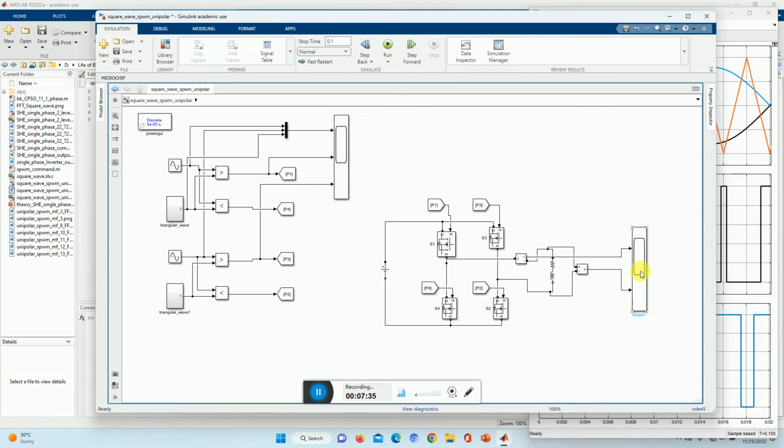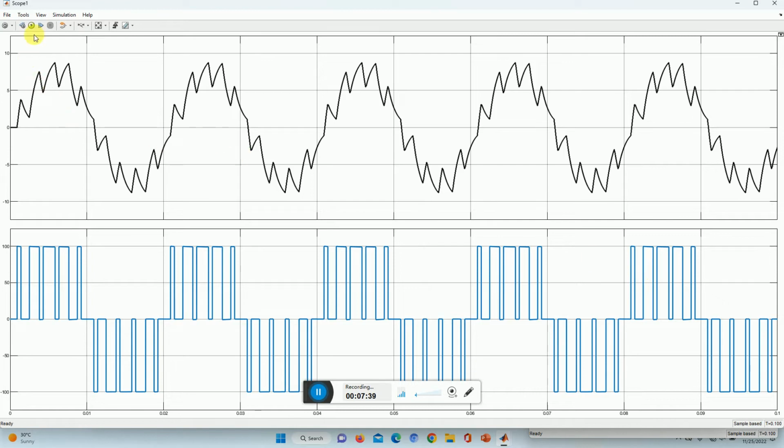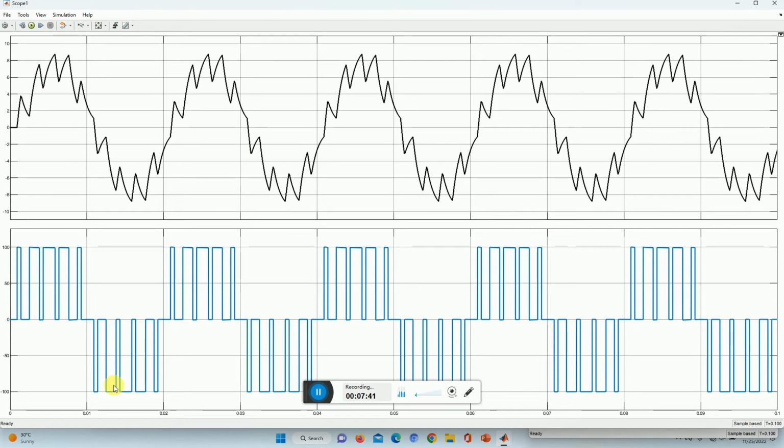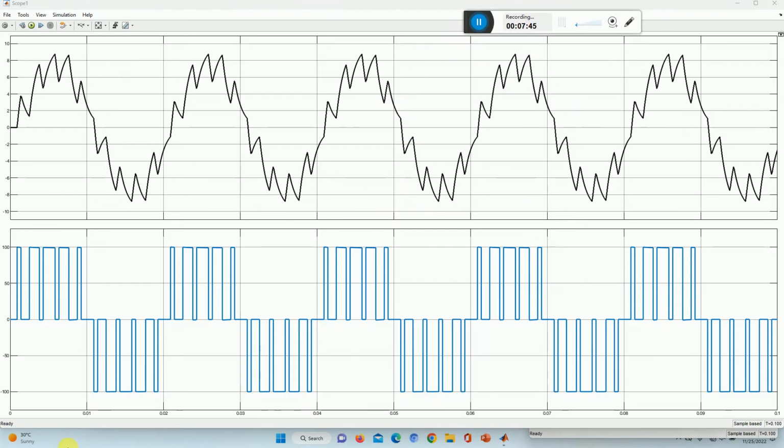Now let us see the output voltage and current waveform also. Here are the current waveform and the voltage waveform. From the voltage waveform, it is very clear that this is actually unipolar, because the output voltage is changing from 0 to 100 and 100 to 0. And here it is 0 and minus 100. This is the change we observed in the output here.